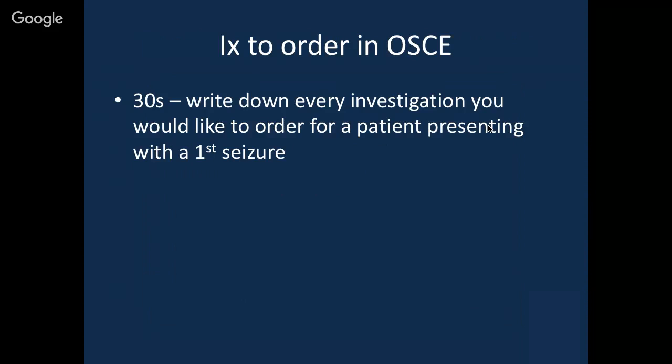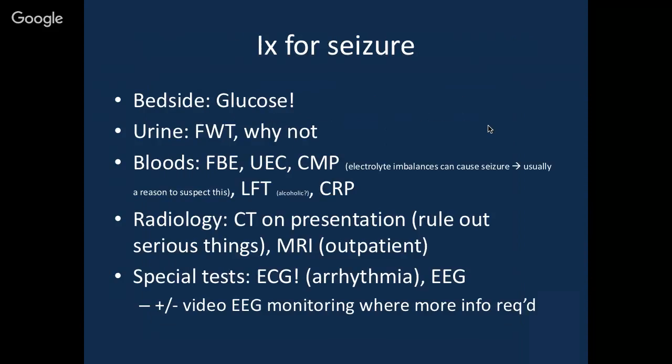And one other test that I want someone to say. It's a classic test for seizures. EEG. Yes. So glucose, dipstick, yep, we said all of those. You should do a CT on presentation to rule out something serious going on, and probably an outpatient MRI. ECG, like we said, for arrhythmia.